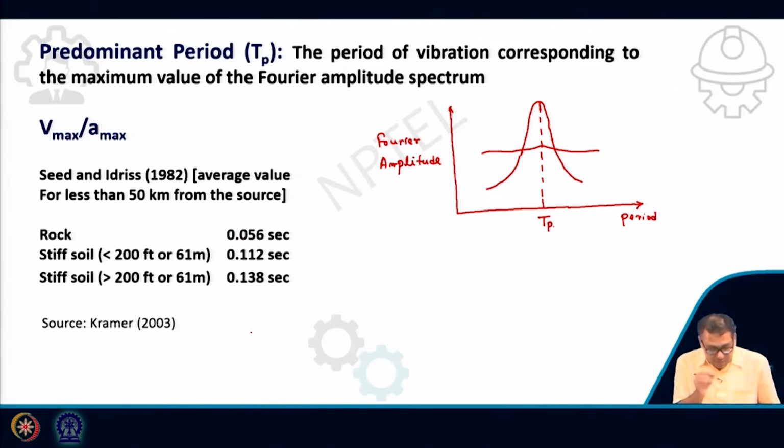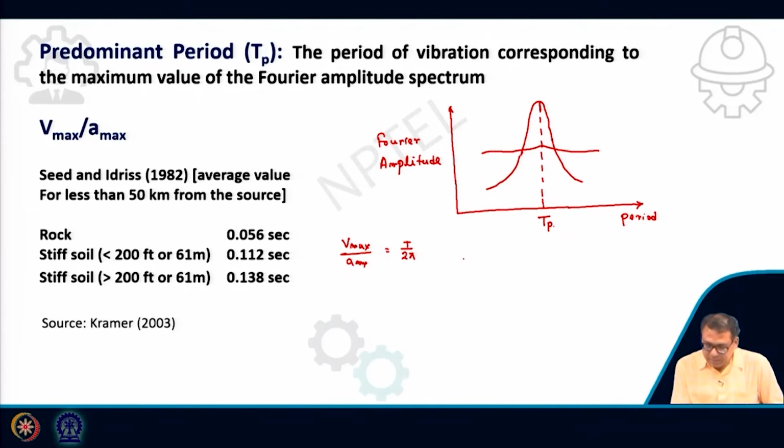Here it is given. So now another thing: what we can prove is that Vmax by Amax is equal to T by 2 pi. It is given as T by 2 pi. How can I get that?